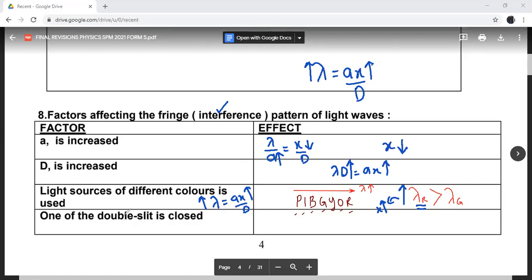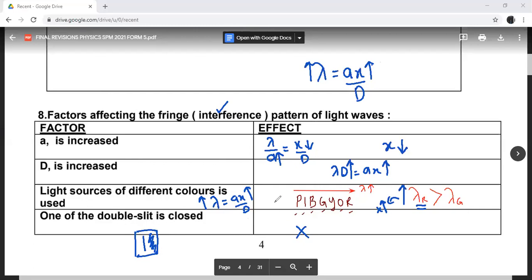Next, one of the double slits is closed. See, there were two slits there, right? You go and close one of them. So there's no effect of interference. You won't get it, right? So these are the factors and effects you have to know.